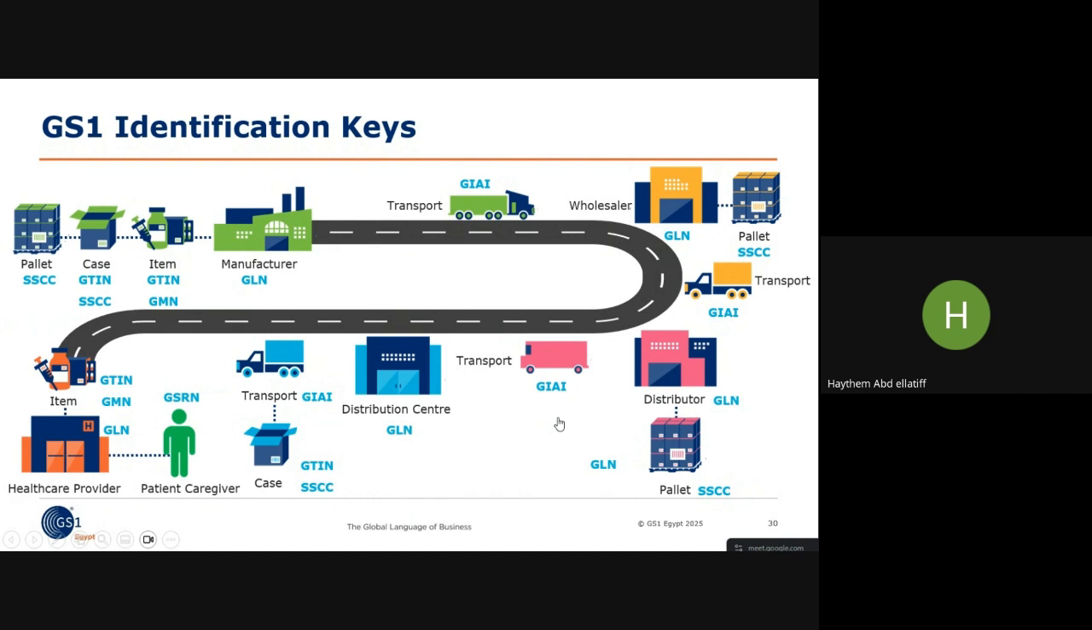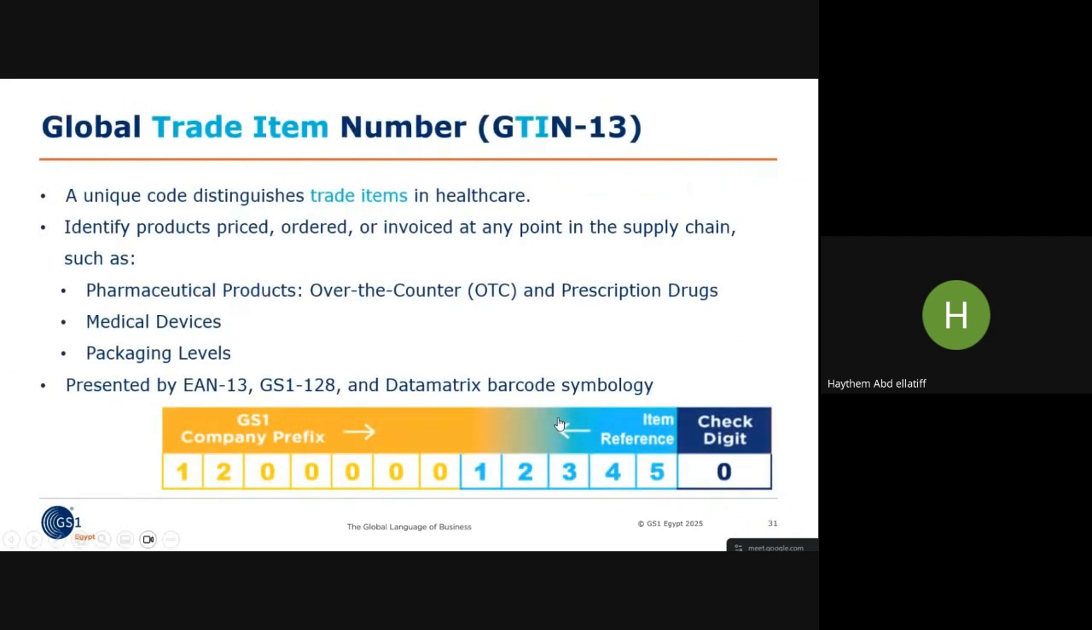These are the main three identifiers in GS1 for the track and trace. And this is a slide for identifying each pallet with the SSCC, the case with the GTIN, and the SSCC item by the manufacturer GLN. These are the identifying keys for the whole track and trace. And then we will talk about the GLN and the GTIN. The GTIN is a unique identifier of 14 digits, from the GS1 company prefix, then the item identifier.